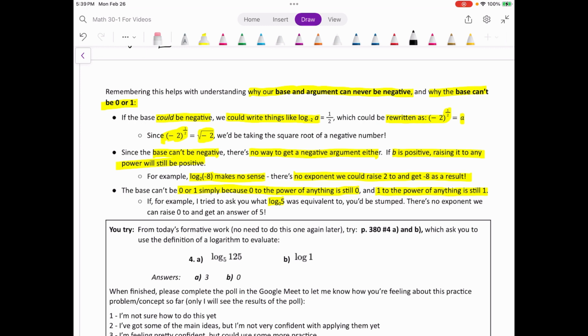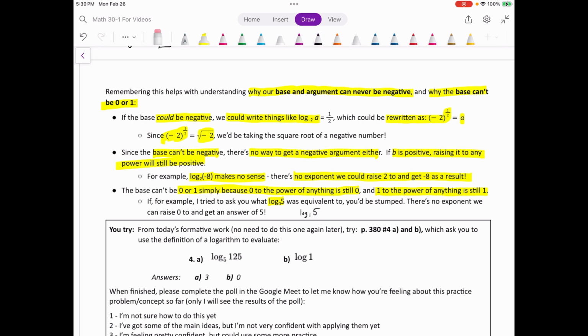It's the same problem for log base 1 of 5, right? 1 to the power of anything is still just going to be 1. So how could log base 1 of 5 be real, right? It can't be. There's nothing we could raise 1 to the power of and get a result of 5.